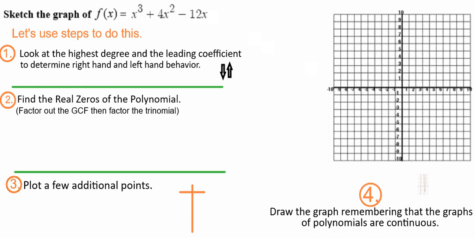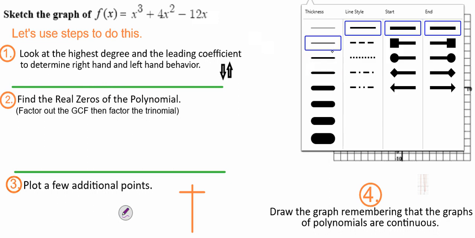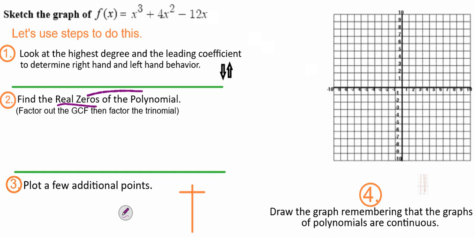Now, zeros are a really important thing when we graph, and when we say zeros, in this case real zeros, we're not looking at imaginary zeros yet. Real zeros just refer to our x-intercepts. And the reason why we call them zeros is whenever we set the function equal to 0, we're going to see our x-intercepts, all right? So what we're going to do is factor out the GCF, and then factor the trinomial.